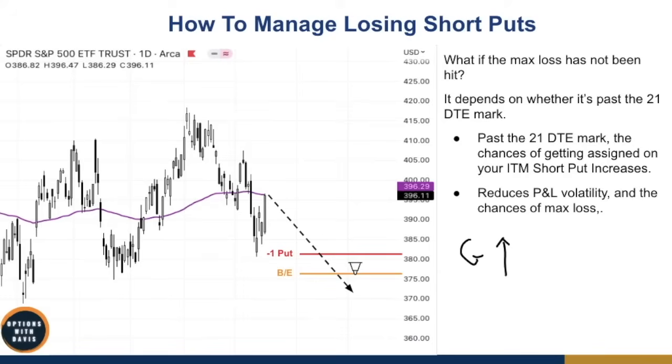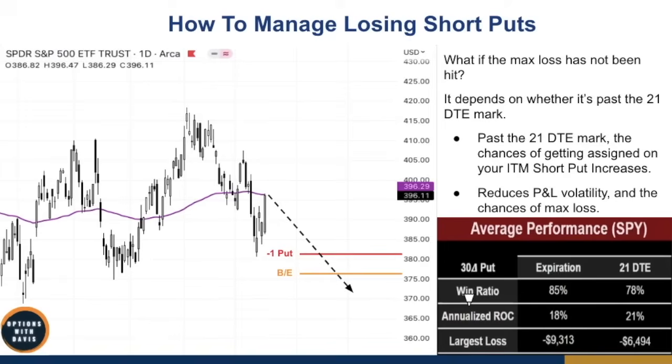So this way, your whole idea of getting to a short position, selling premium, is to let theta work for you. But when the gamma gets so big and the pricing gets so volatile, then guess what? Your theta can be overridden. It's being overridden by the movement in the underlying stock.